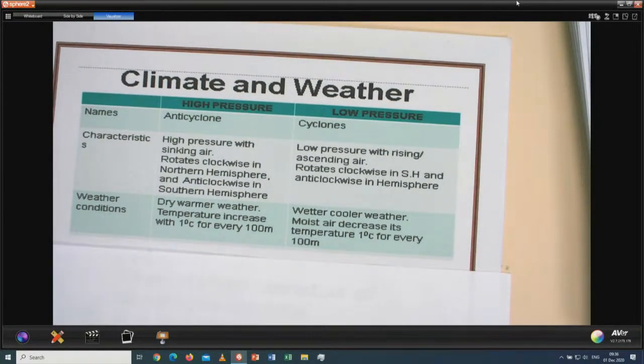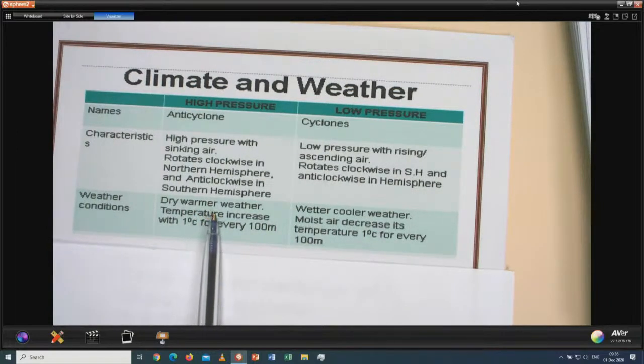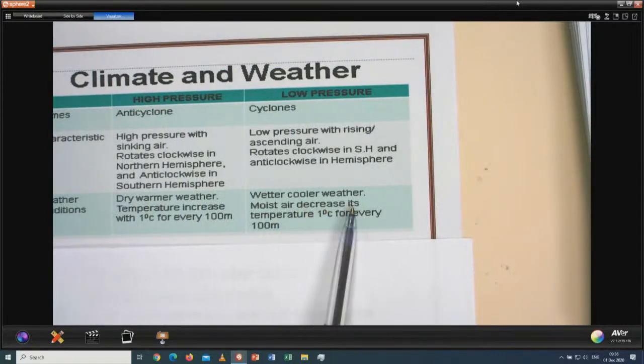Right, let us look at the weather conditions associated with high pressure. Because the air is descending, we are likely to have dry weather conditions. Temperature increases by 1 degree Celsius for every 100 meters of descent, because the air is descending. But with low pressure, the air is rising. We are going to have wetter, cooler weather.